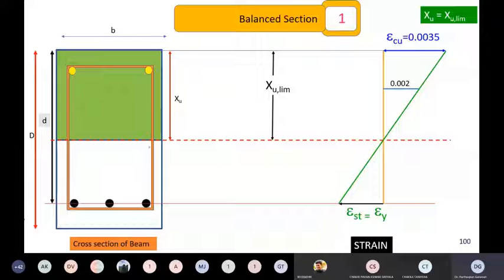The area provided here is called AST limit. A is area, S is steel, T is tensile. Area of tensile steel, limiting value. So such an area is called AST limit.